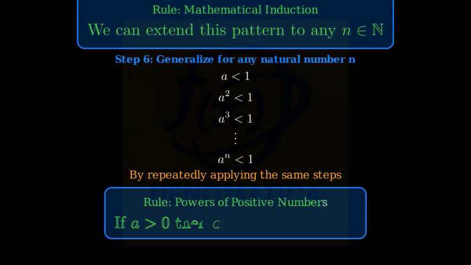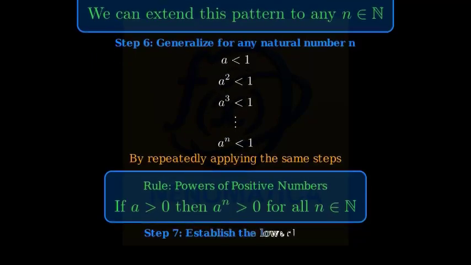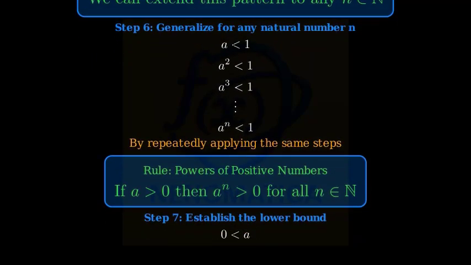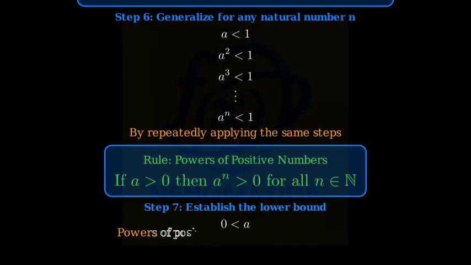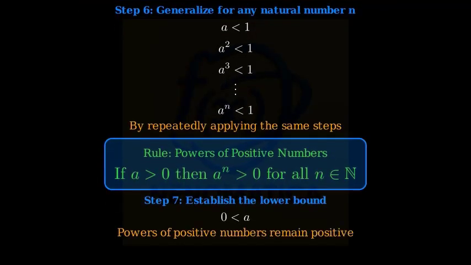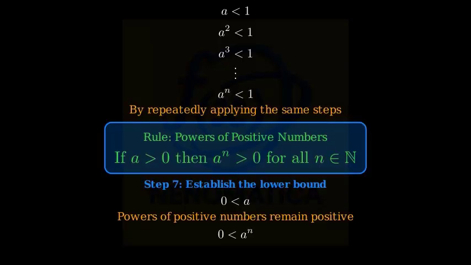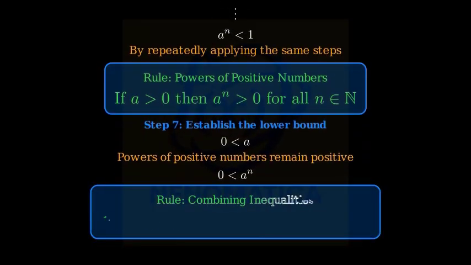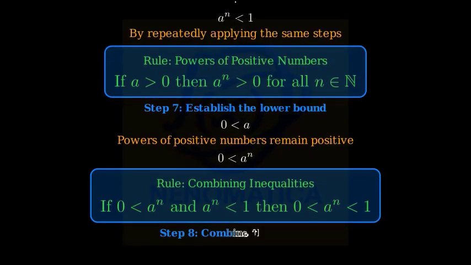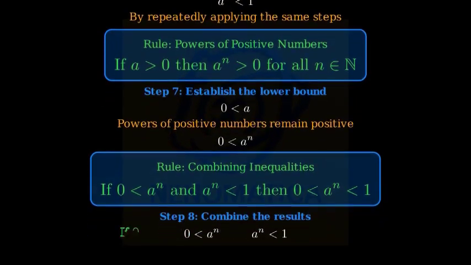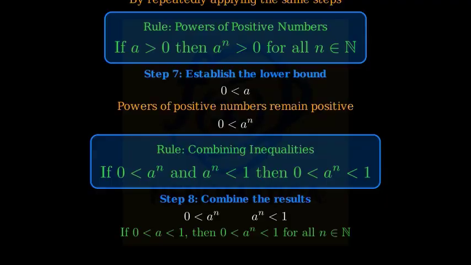Step 7. Now, let's address the lower bound. From our initial inequality, we know a is greater than 0. Since it is positive, any power of a will also be positive. Therefore, a to the power of n is greater than 0. Step 8. Combining our results from steps 6 and 7, we have proved that if 0 is less than a which is less than 1, then 0 is less than a to the power of n, which is less than 1, for any natural number n.